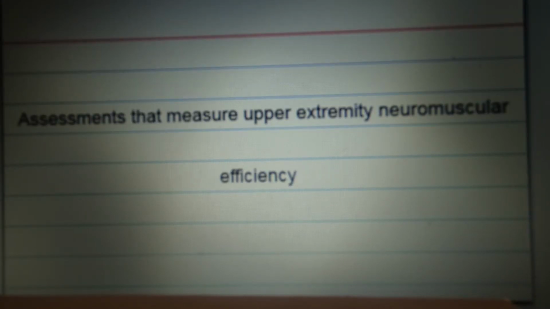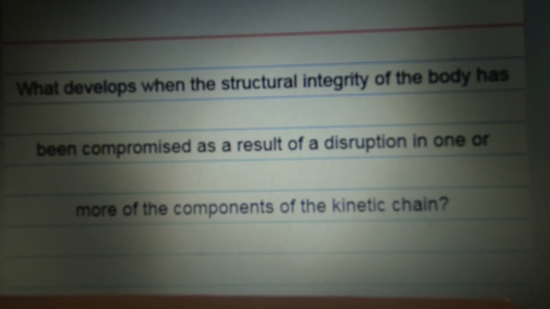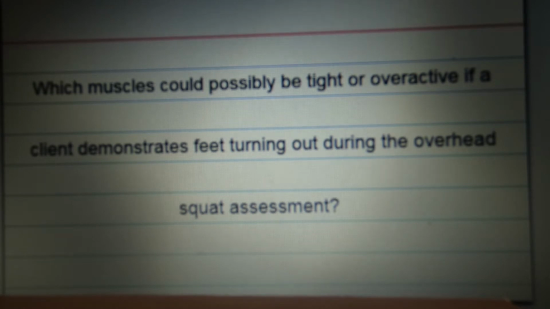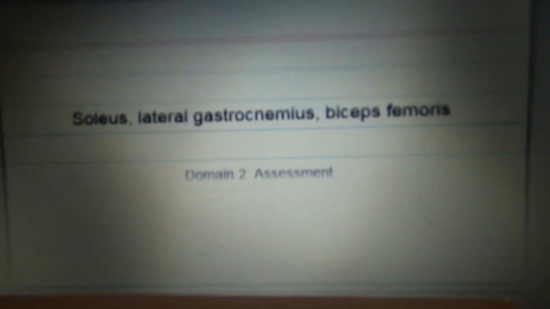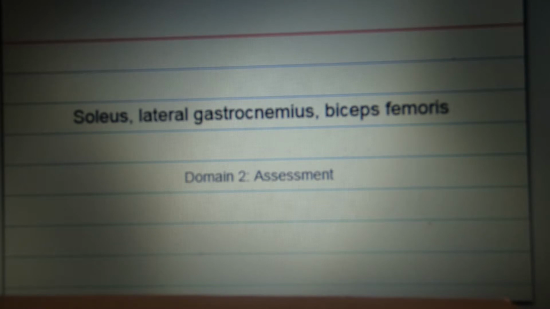Assessments that measure upper extremity muscular efficiency. Pushing and pulling assessment. What develops when the structural integrity of the body has been compromised as a result of disruption in one or more of the components in the kinetic chain? Postural distortion patterns. Which muscles could possibly be tight or overactive if a client demonstrates feet turning out during the overhead squat assessment? Soleus, lateral gastrocnemius, biceps femoris.